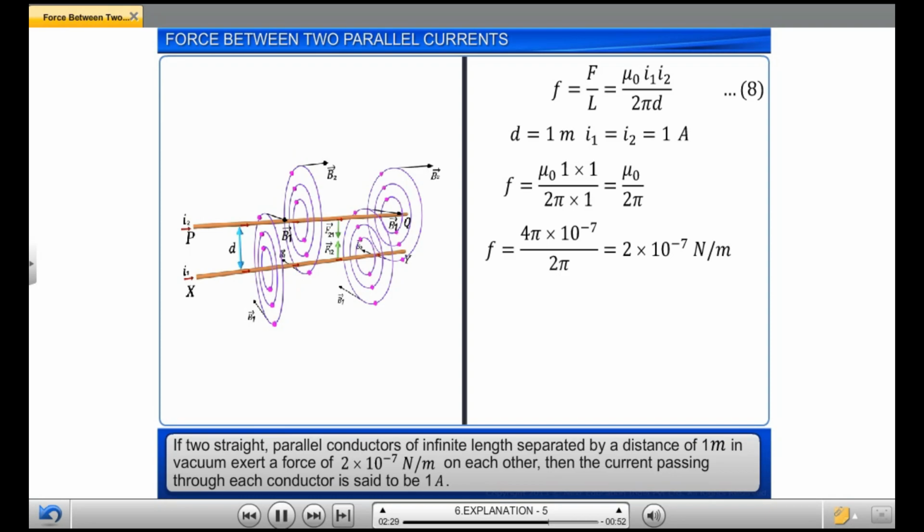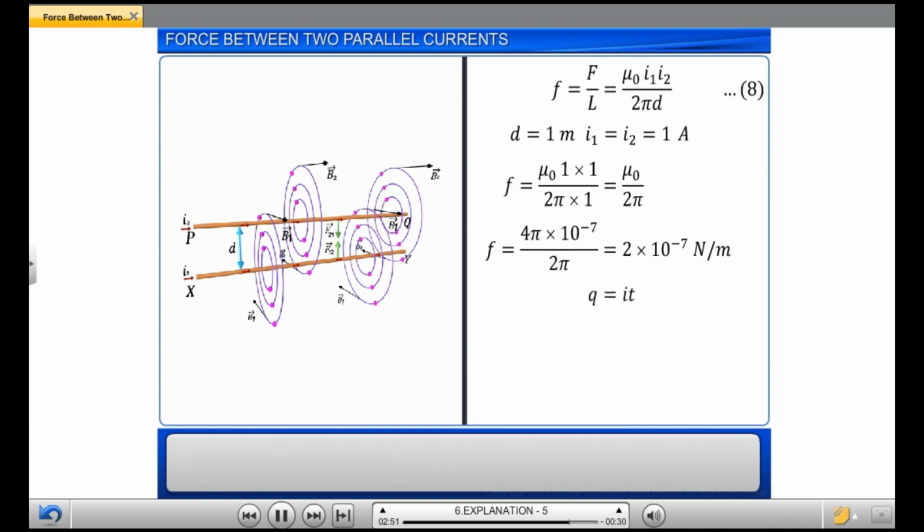Thus, if two straight parallel conductors of infinite length, separated by a distance of 1 meter in vacuum, exert a force of 2 into 10 power minus 7 Newton per meter on each other, then the current passing through each conductor is said to be 1 ampere. The SI unit of charge is also defined from the unit of current. If a constant current of 1 ampere passes through the cross-section of a conductor in 1 second, then the charge passing through it is said to be 1 coulomb.